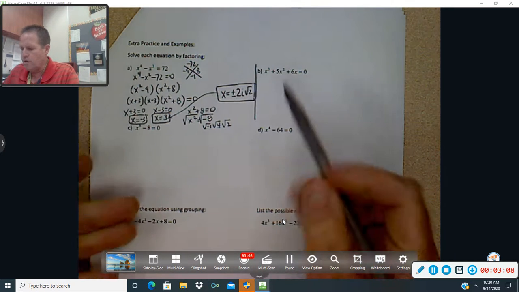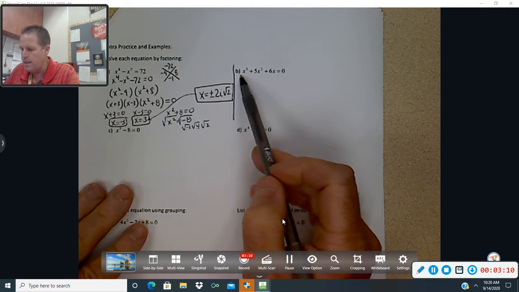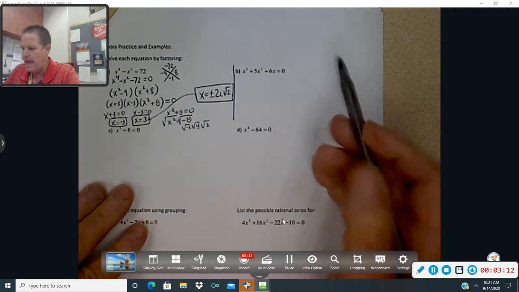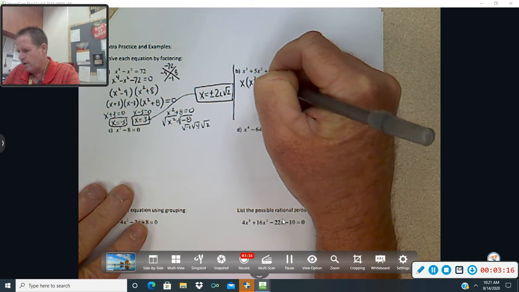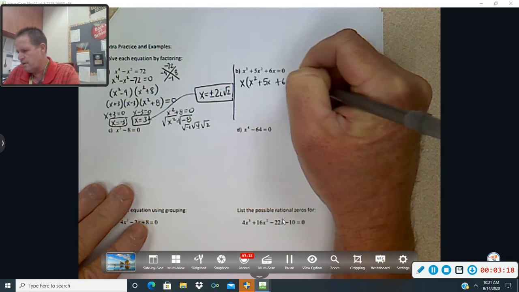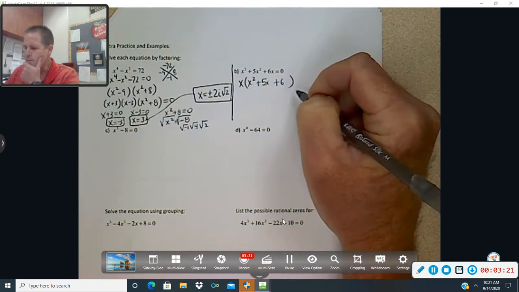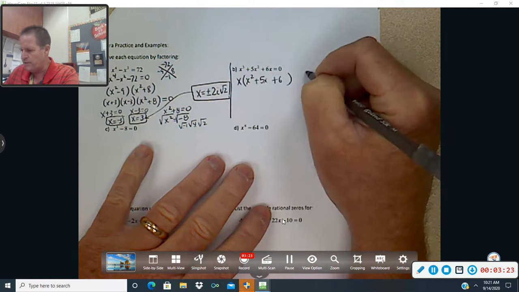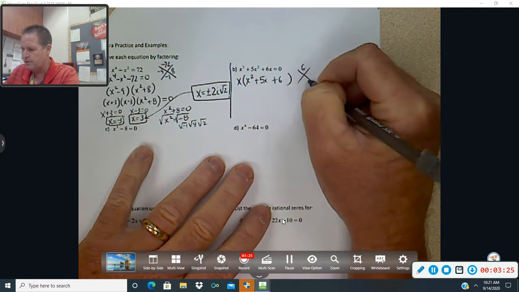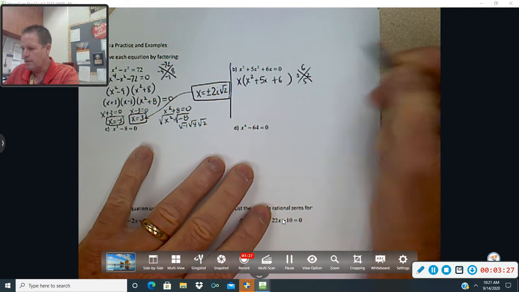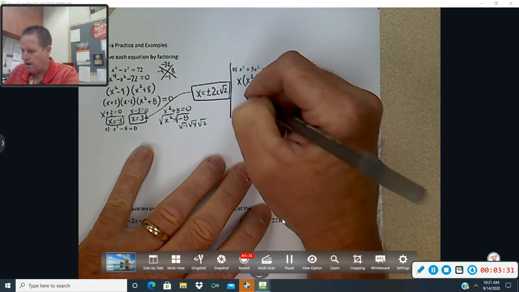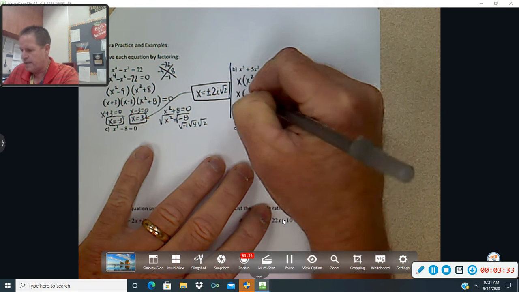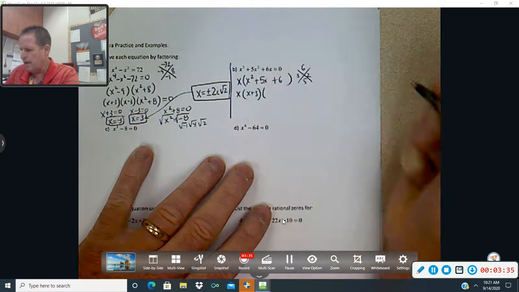All right, so how will I factor letter B? Well, I can take out an x from all the parts. x times x squared plus 5x plus 6. I'm going to continue factoring, so I'll big X what's left over there, 6 on top, 5 on the bottom. That requires a 3 and a 2. All right, so our factors are x times x plus 3 times x plus 2.